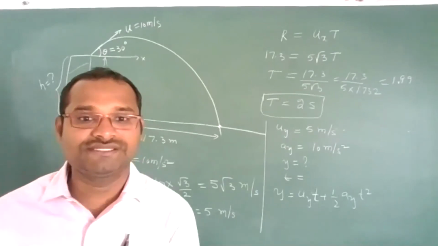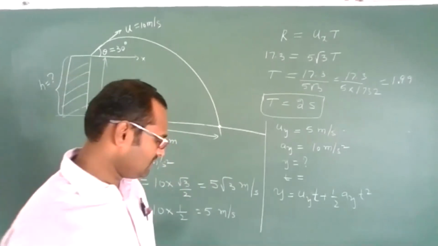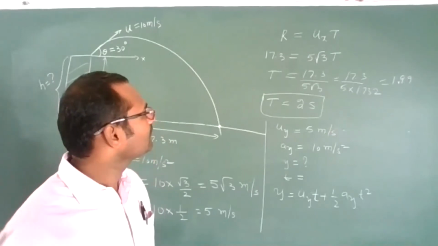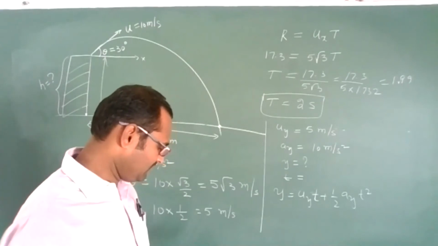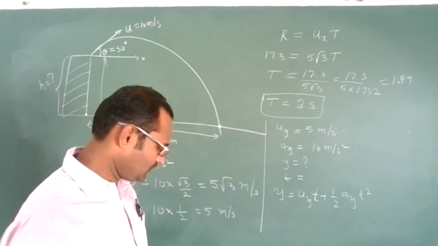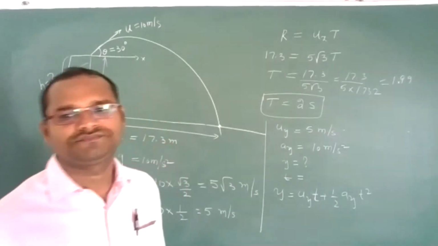Sir, it is 6 seconds. Why is it 6 seconds? 1.99, correct only. Once you check your calculations: 17.3 divided by 5 divided by 1.732. Yes, correct. 2 seconds only. Sanjeev, wrong, na? 5.99 is wrong.